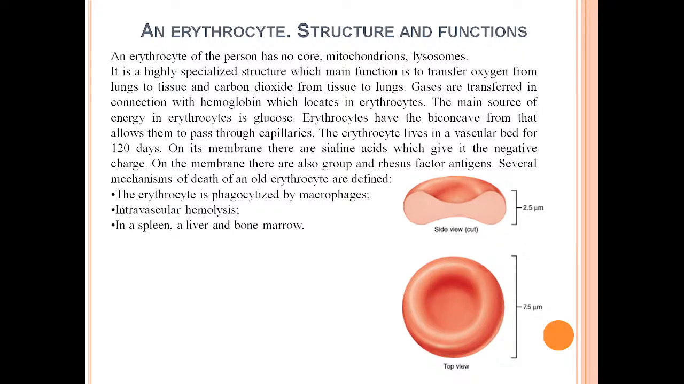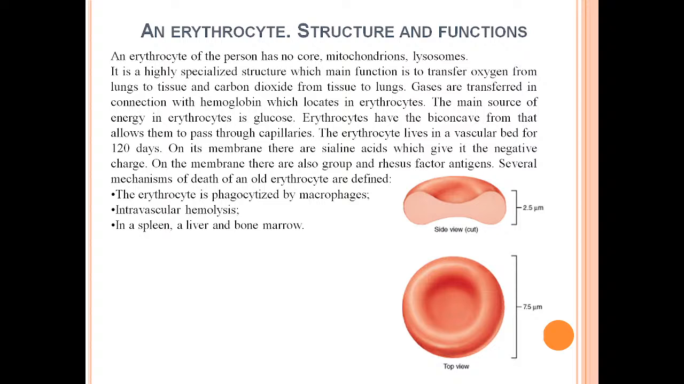Erythrocytes have a biconcave form that allows them to pass through capillaries. The erythrocyte lives in a vascular bed for 120 days. On its membrane, there are sialic acids which give it the negative charge. On the membrane, there are also group and rhesus factor antigens.